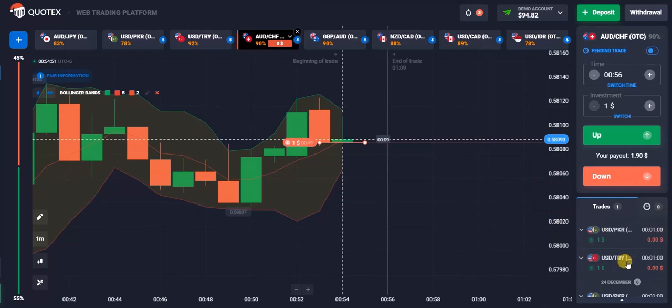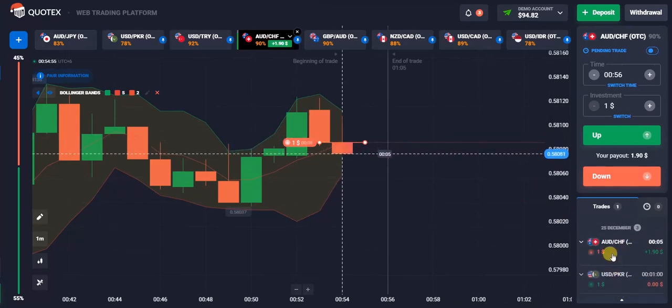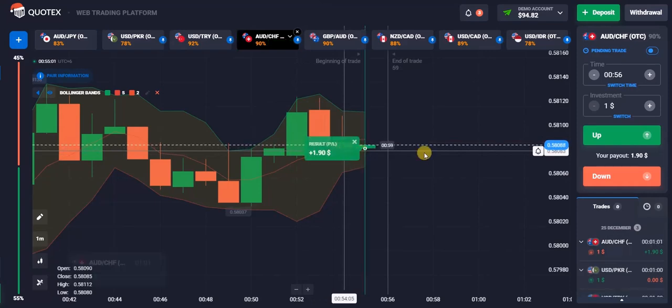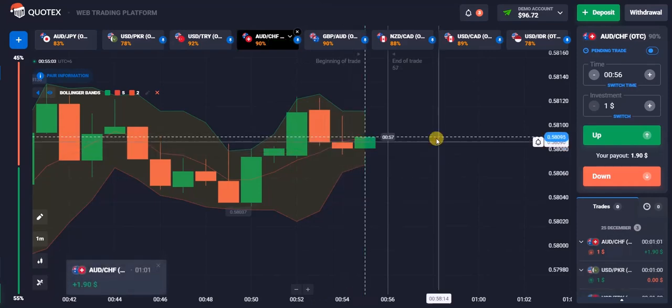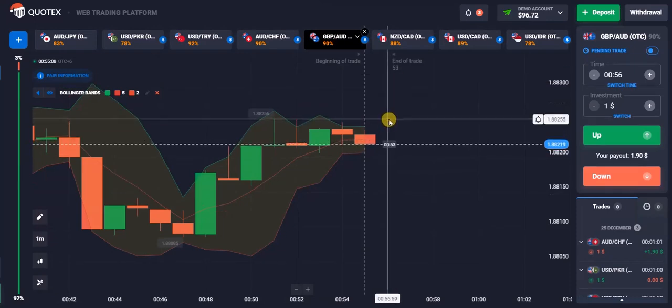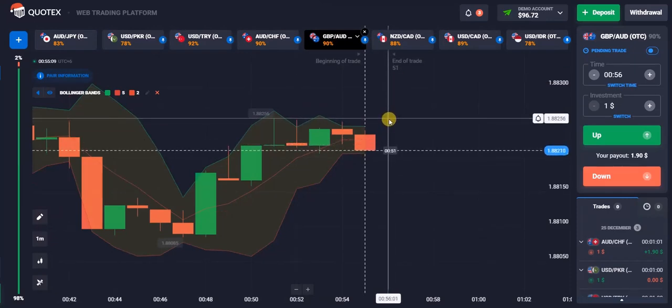So as you can see right here, one, two, three, this is the third trade, right? Interestingly, we have won the third one. So let's see if we can find a good one. If you ask me honestly, I don't believe in this crap.